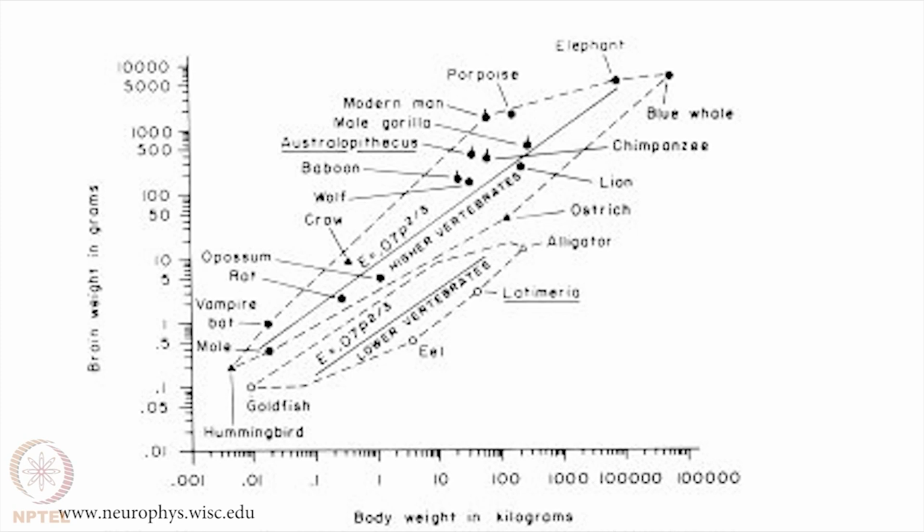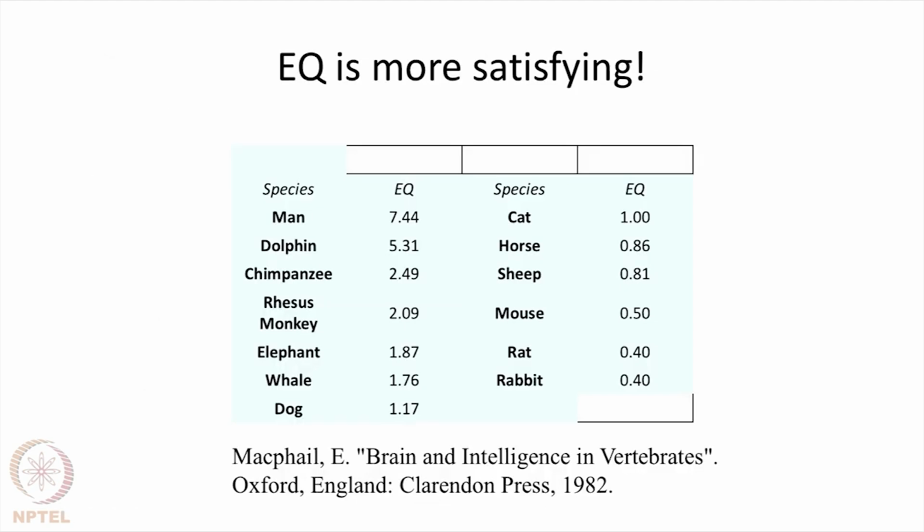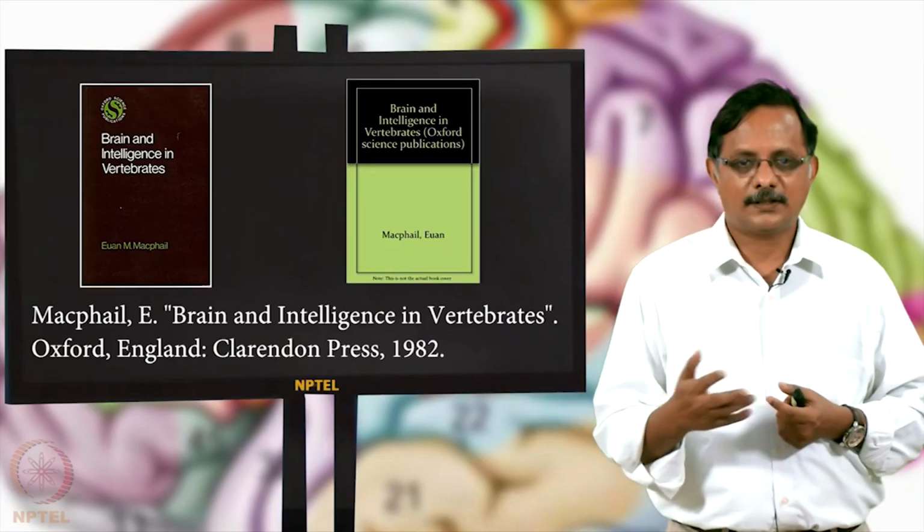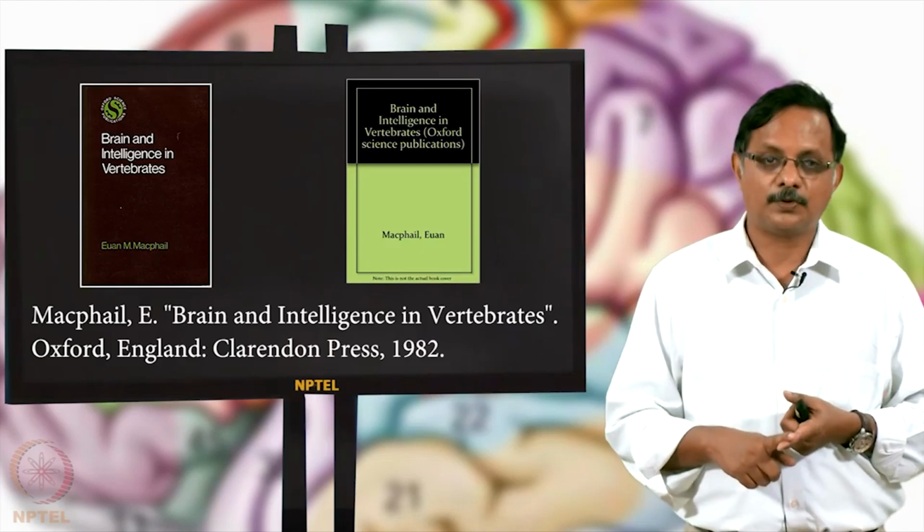Take these quotients and then calculate EQs, and let us see what you got. For humans, the EQ is 7.44, for dolphins it is 5.31, for a chimpanzee, which is a very smart animal, it is 2.49. Dolphin is also a pretty smart animal. The monkey is 2.09, and all these primates are considered very smart. So all of them have high EQ values, with humans having the highest, and then elephant 1.87, and so on. The rabbit has 0.4, and so on. All this analysis is taken from this book by McPhail.